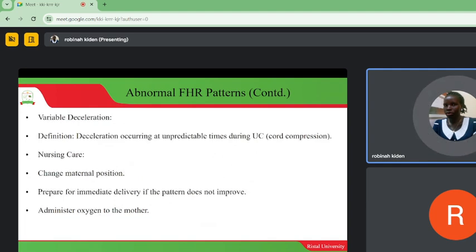Then another one is variable deceleration. By definition, this is the deceleration occurring at unpredictable times during uterine contraction. For instance, this can be due to cord compression. So the nursing care we give here is we change the maternal position, and prepare for immediate delivery if the pattern warrants it.